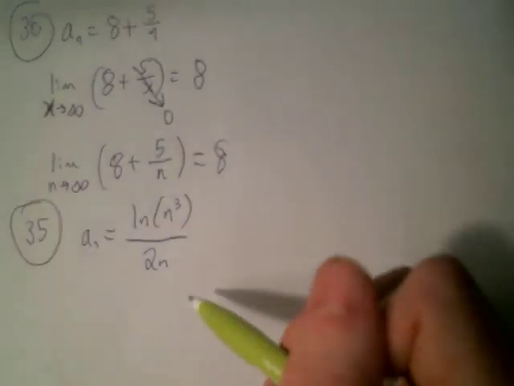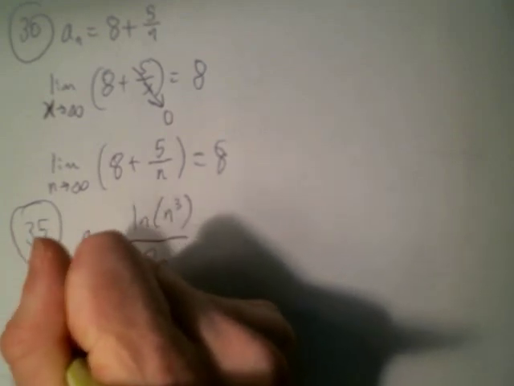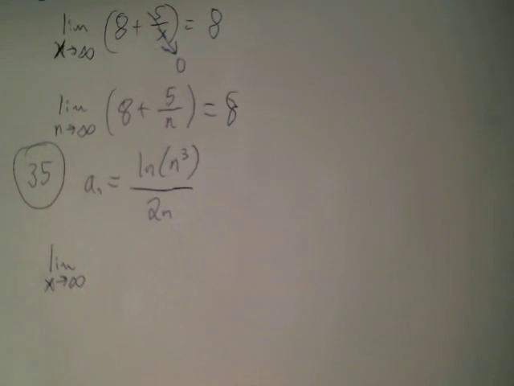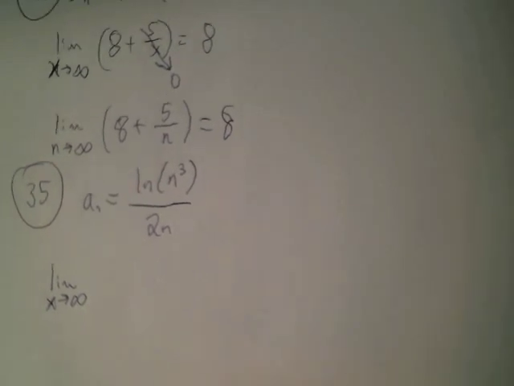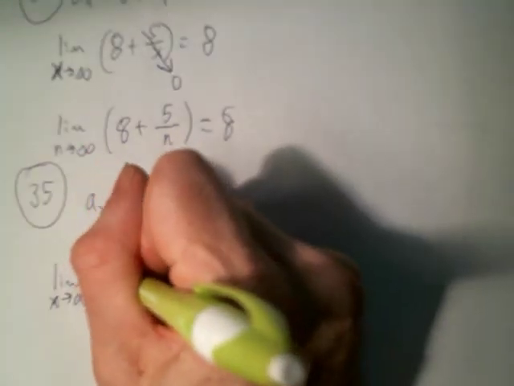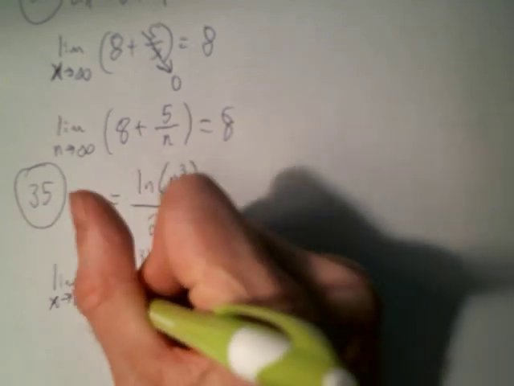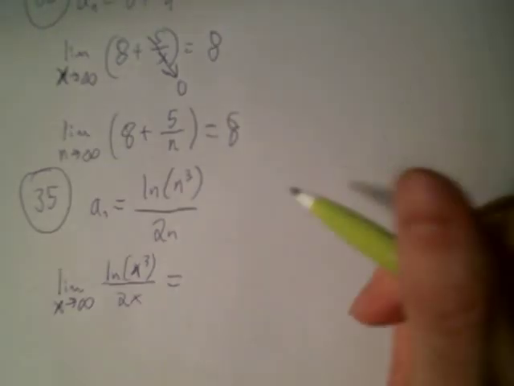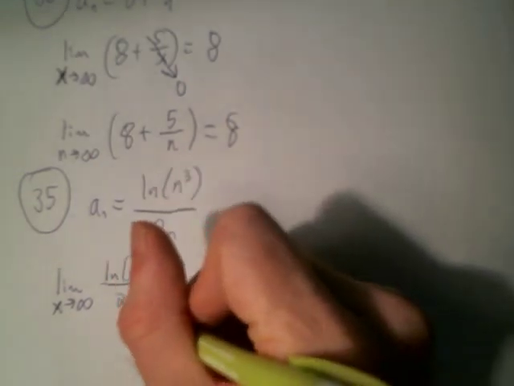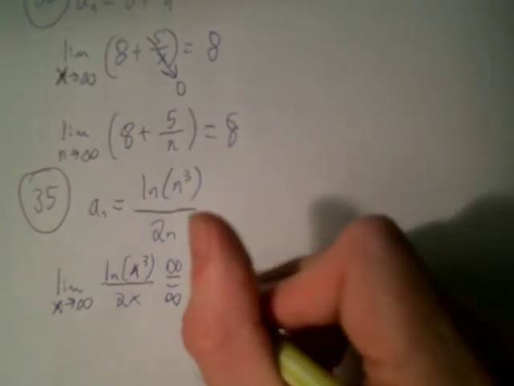Okay, so we're trying to find the limit of this thing as n goes to infinity. For this problem I will work in x, just to drive home the fact that this would only work if the function was continuous. We would have ln of x cubed all over 2x. If you look at the form, ln of something going to infinity will go to infinity. 2 times something going to infinity would be infinity. It's infinity over infinity, so you do L'Hopital's.